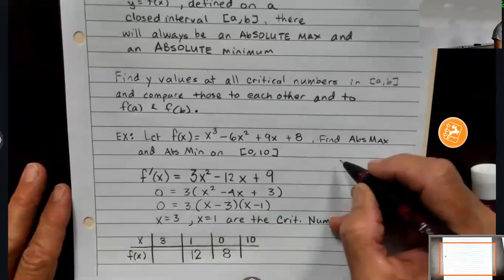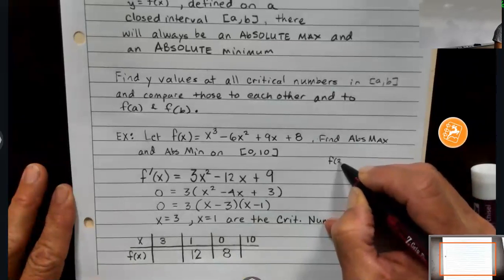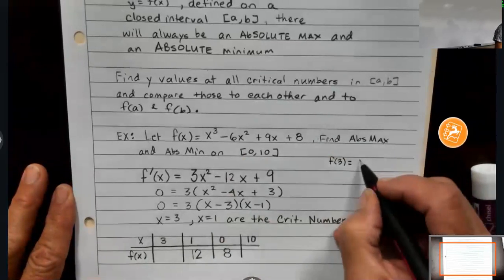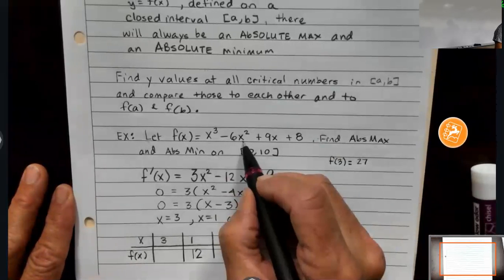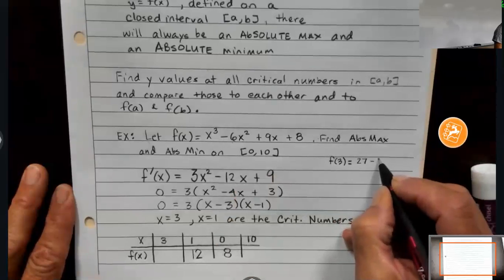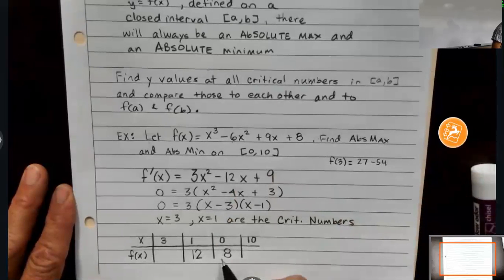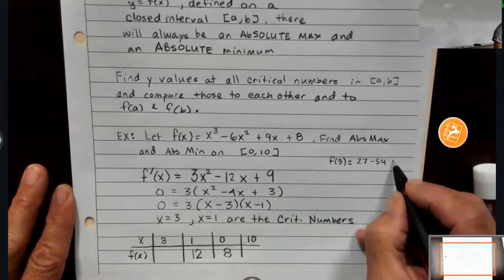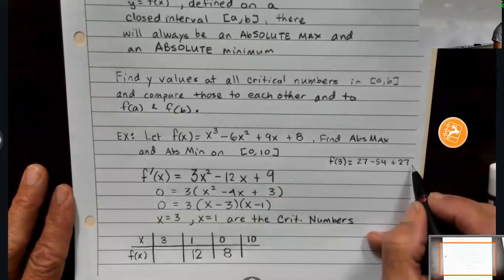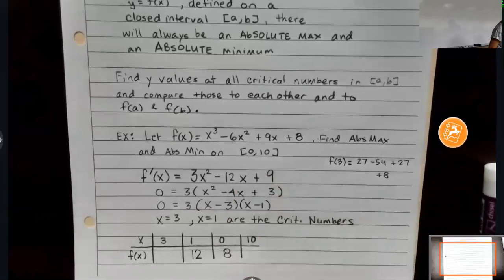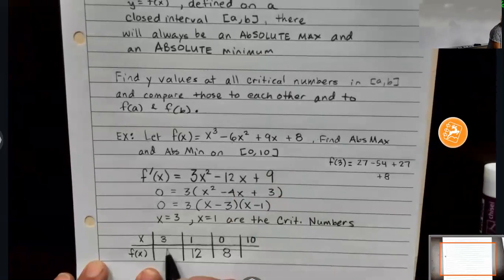Let me get f of 3 over here. 3 cubed is 27. 3 squared is 9. 6 times 9 is 54. 3 times 9 is another 27. And then plus 8. But 27 plus 27 is 54. So that 54 minus 54 plus 8 says that f of 3 is equal to 8.